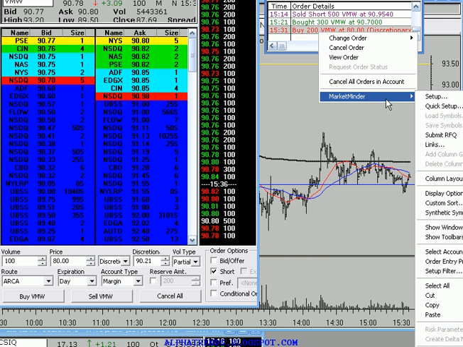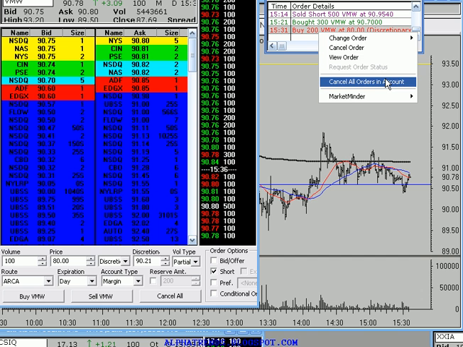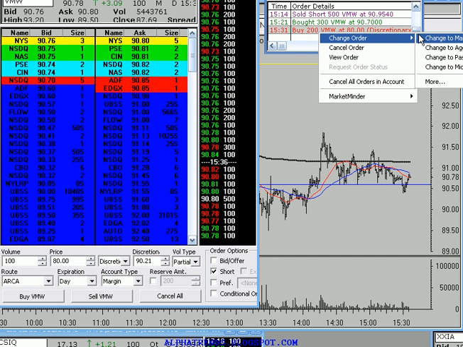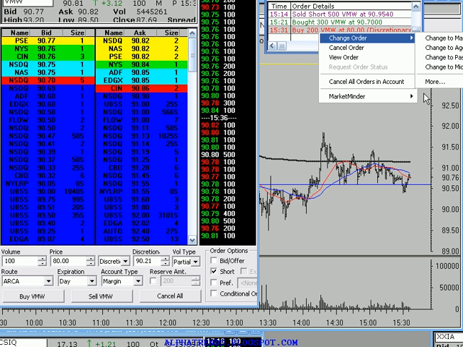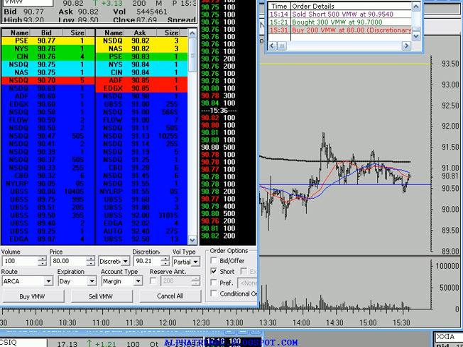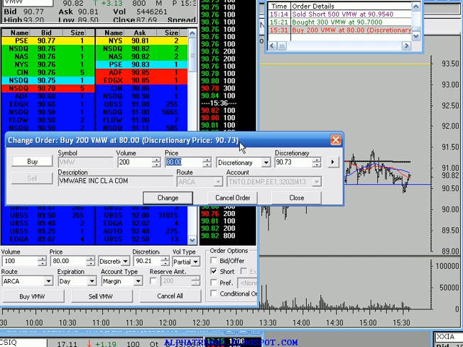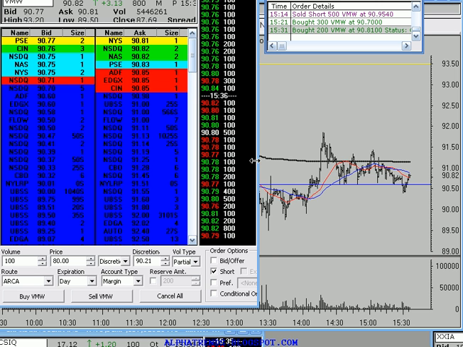So let's go ahead, what am I trying to do? Change the order, give me more options right here, and I'll pull this back over. So my current discretionary price is 73 cents. Let's just go ahead and run up to the offer. We'll put it at 83 cents. You can see I'm out.